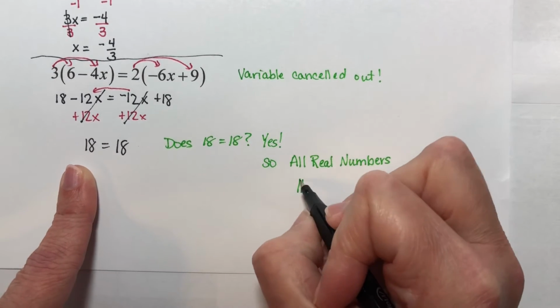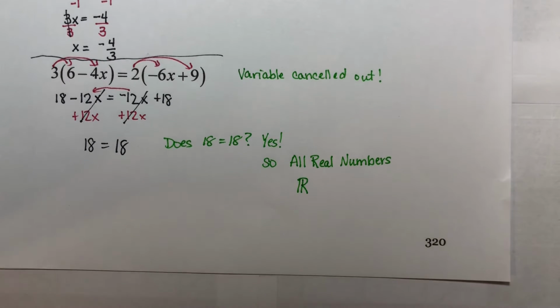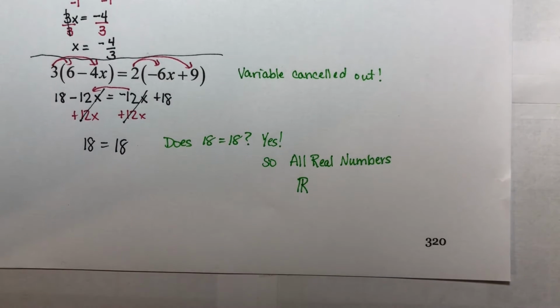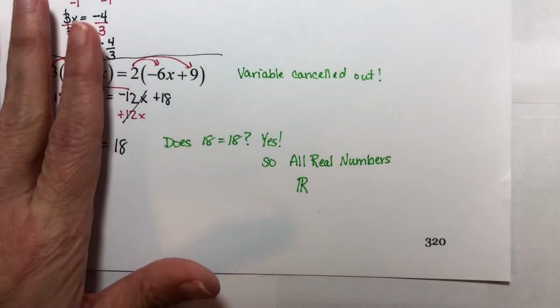There's also this symbol that you may have seen before. It looks like a weird R. In a textbook, that would be a bold capital R. This particular symbol is called blackboard bold because it is impossible to write a bold letter on a blackboard, so they developed this kind of notation to indicate that. But it does mean that any number you can imagine, you can plug in and it will work. Okay? So that is all real numbers.